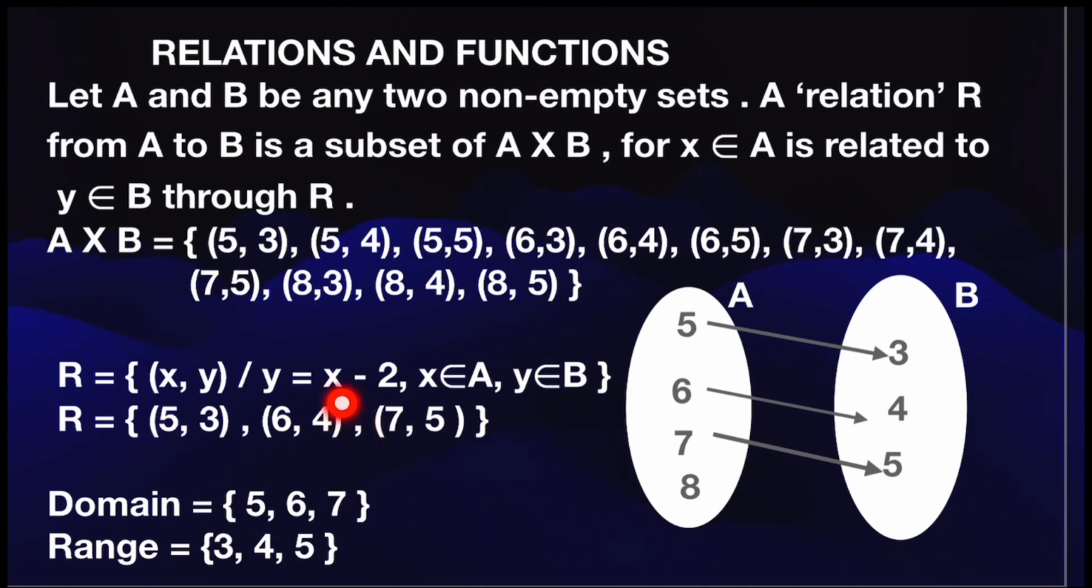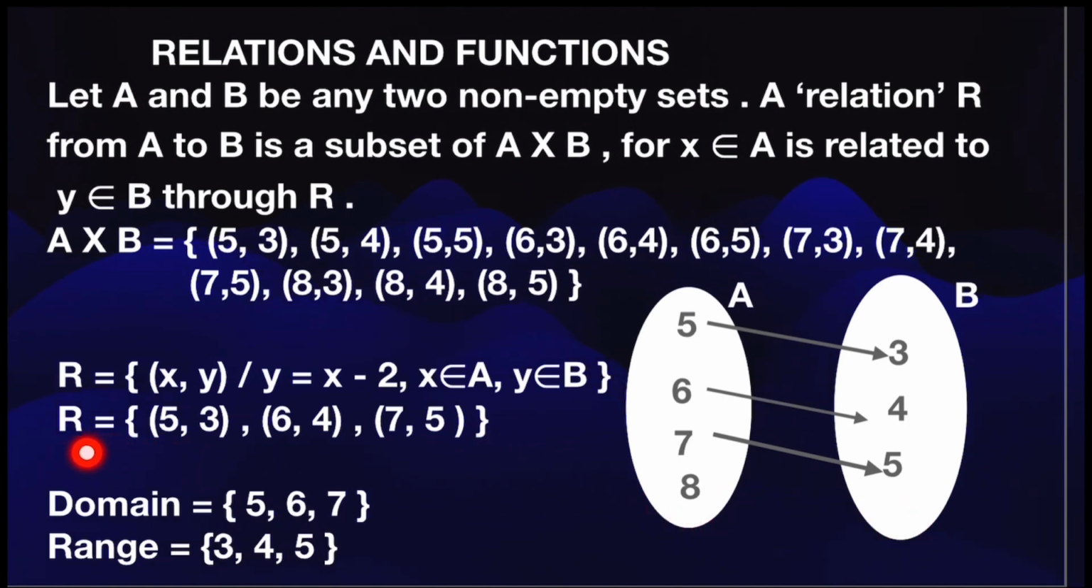Then 6. So we put here 6. 6 minus 2 is 4. Yes, 4 is also here. So we'll put 6 and 4. It satisfies this relation. 7. 7 minus 2 is 5. Okay, 5 is also here. So it satisfies this relation. 7, 5. That's all. 8, if you take 8 minus 2 is 6. But 6 is not here in the set B. So we cannot take 8.